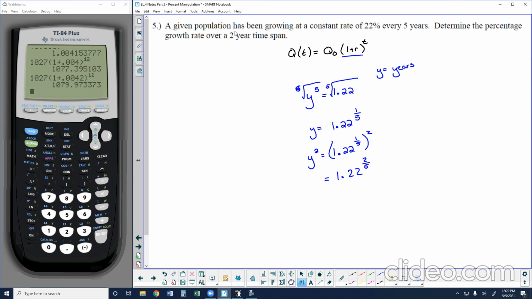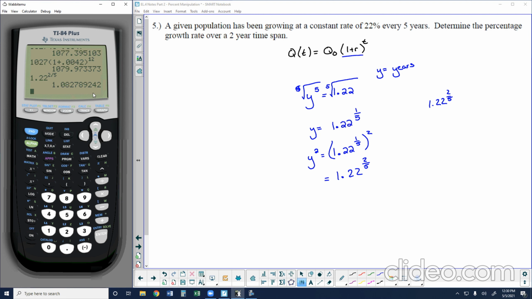If you realize that a 2-year time span is 2/5 of 5 years, then you could take that 1.22 and go right to the 2/5 power. Either way, we're going to get to 1.22 to the 2/5 power, and this is going to represent the growth rate over a 2-year time span.